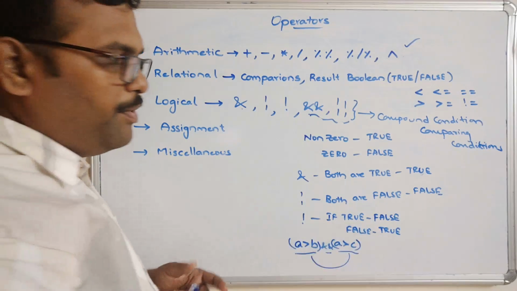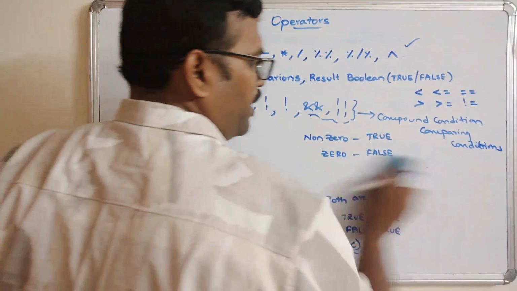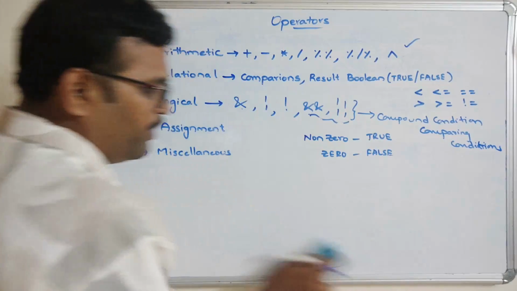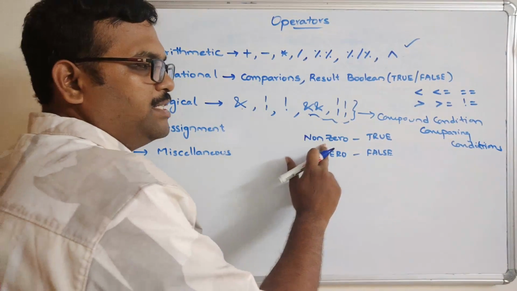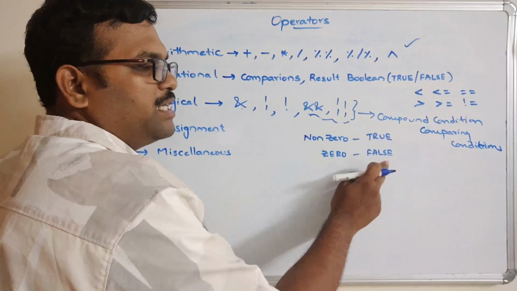I'll show you an example in our studio, don't worry about that. But here one thing we have to remember: non-zero will be considered as true and zero will be considered as false.